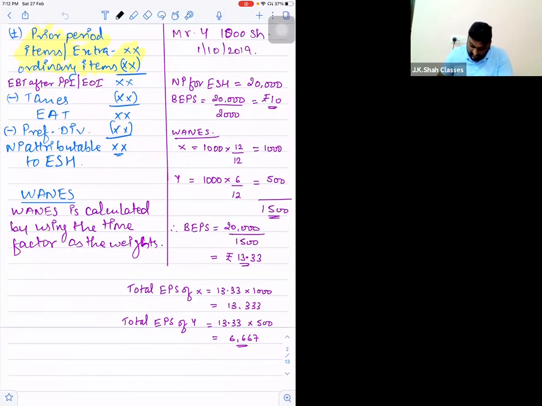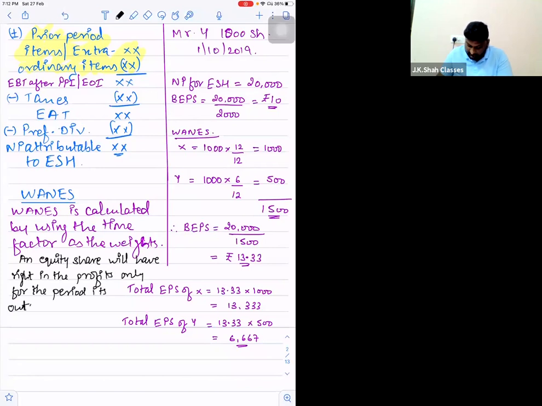I will write this point over here. An equity share will have a right in the profits only for the period it's outstanding during the year.